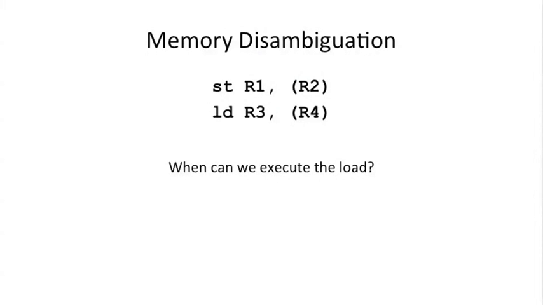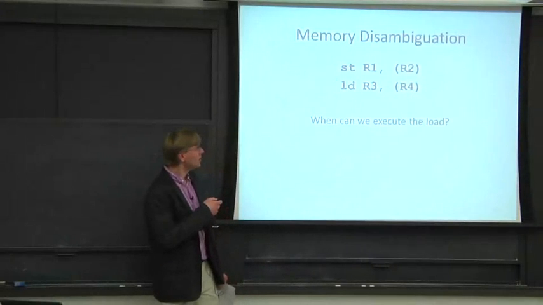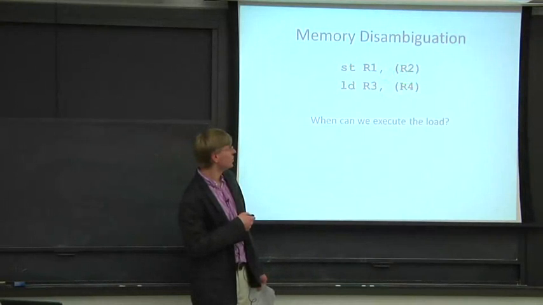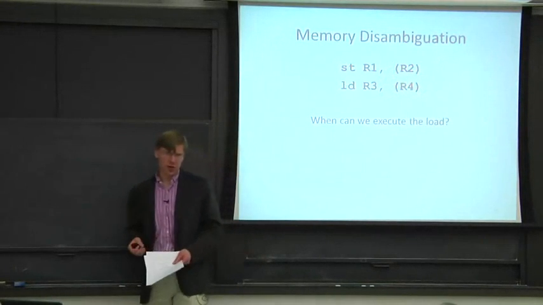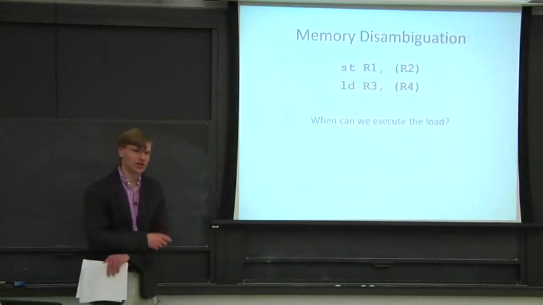Well, that's a tough one. If the load's not dependent on the store, we can just go execute it out of order. We can potentially even execute the load before the store in an out-of-order machine. If the load's dependent on the store, so if, let's say, register 2 is equal to register 4, then we're going to have a problem. So how do we go about trying to solve this?